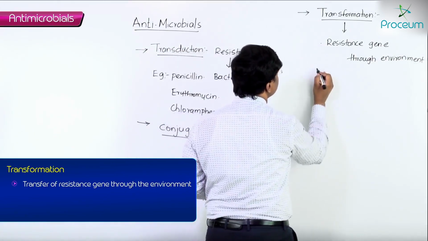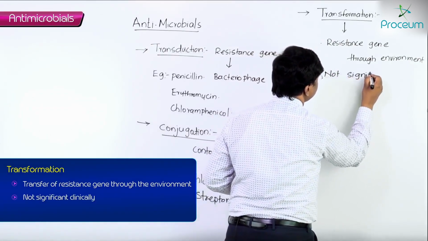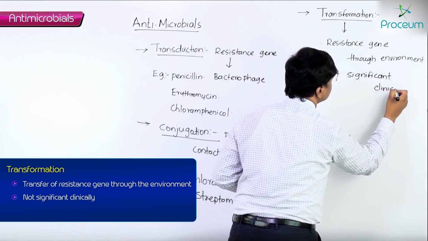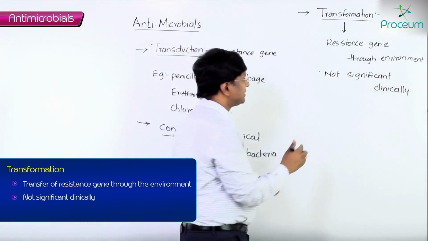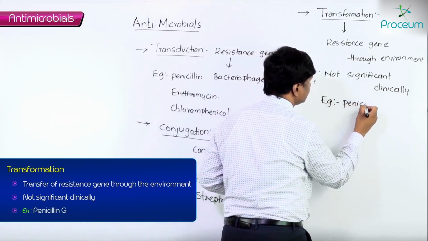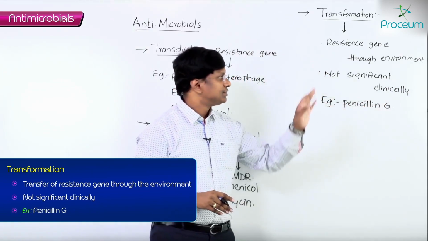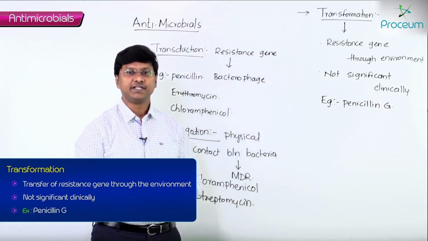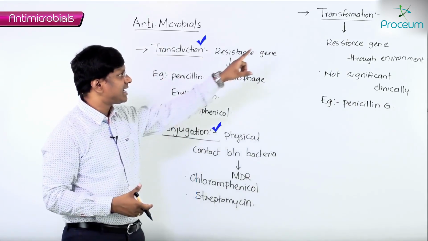And this particular transfer is not significant clinically, right? The example is penicillin G. So these are the various methods of gene transfer for the development of resistance: transduction, conjugation and transformation.